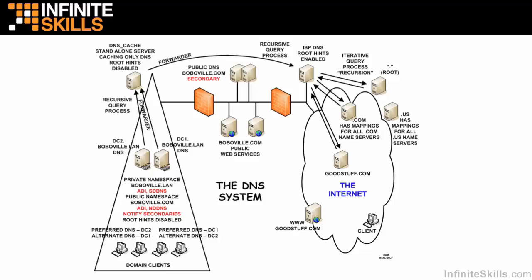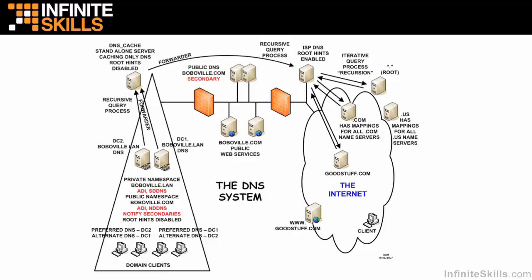Now the client can connect directly to that www.goodstuff.com web server out on the public internet using the IP routing system. So that's how the public queries are supported through the use of forwarders and root hints to get our public namespace resolved. The boboville.lan name servers also provide the internal support for directory services.